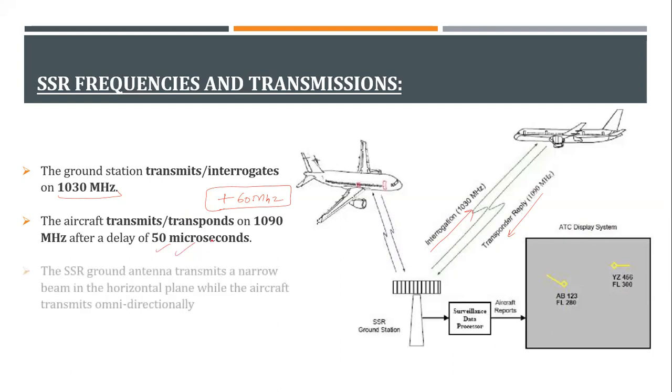Why is there a delay? The SSR ground antenna transmits a narrow beam in the horizontal plane while the aircraft transmits omnidirectionally. Why is that? Because the ATC tower knows and would like to direct to that particular aircraft, whereas the aircraft transmits omnidirectionally because it's not just giving signals to this ATC. It might give to other ATCs, and it is also giving to other aircraft, and there is a different mode to that. We'll understand that later.